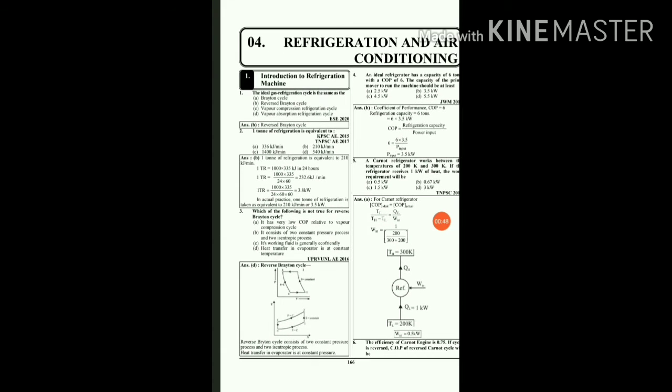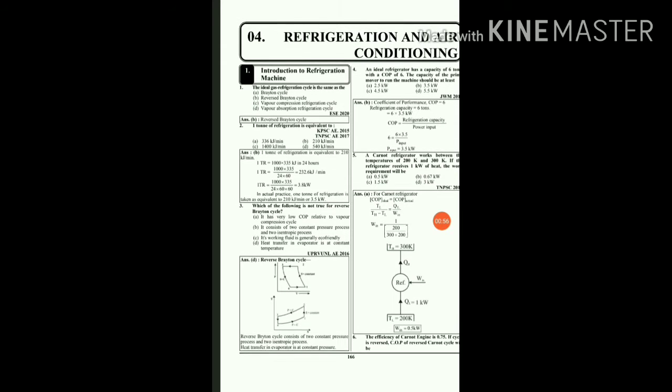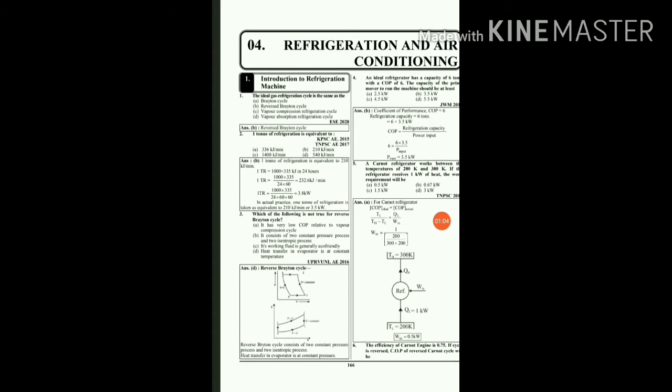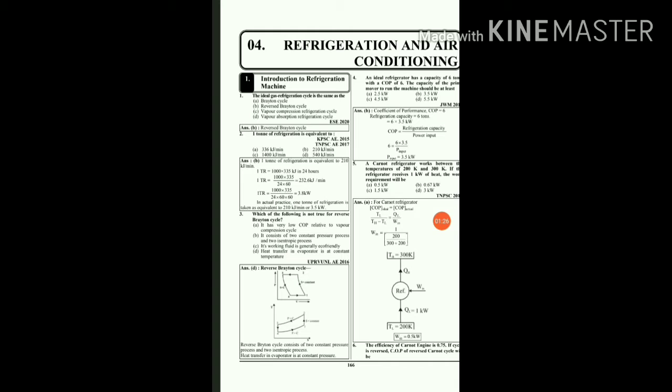So here today we are going to start with question number 1 for the subject refrigeration and air conditioning. The first question is: the ideal gas refrigeration cycle is the same as the, and the options are Brayton cycle, reverse Brayton cycle, vapor compression refrigeration cycle, and vapor absorption refrigeration cycle. The ideal gas refrigeration cycle is also called the reverse Brayton cycle, or the Bell-Coleman cycle, which is nothing but a reverse Brayton cycle. It is called the ideal refrigeration or ideal gas refrigeration cycle.